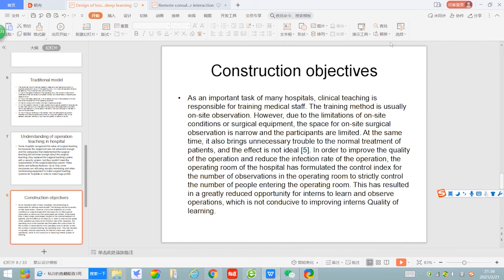and the effect is not ideal. In order to improve the quality of the operation and reduce the infection rate of the operation, the operating room of the hospital has formulated a control index for the number of observers to strictly control the number of people entering the operating room. This has greatly reduced the opportunity for interns to learn and observe operations, which is not conducive to improving interns' quality of learning.